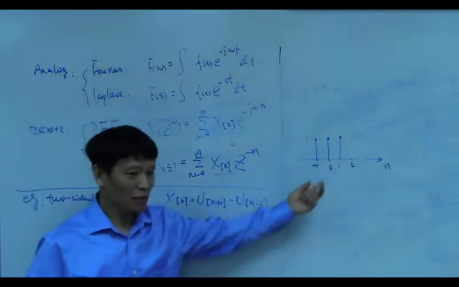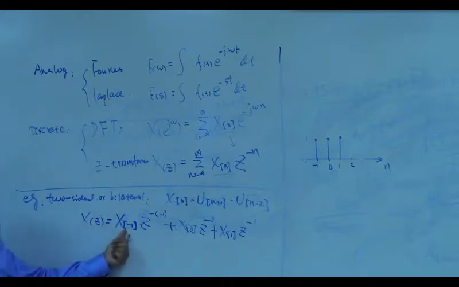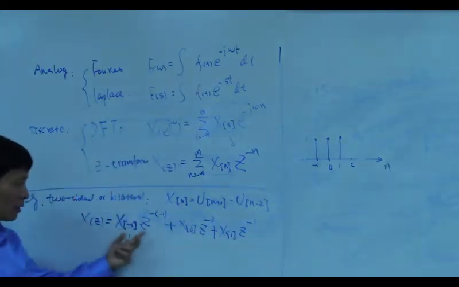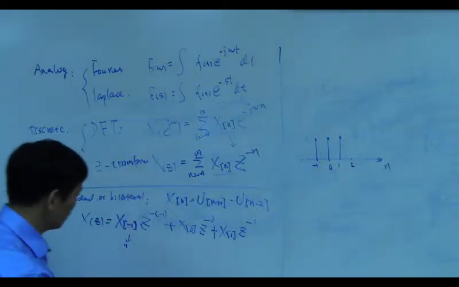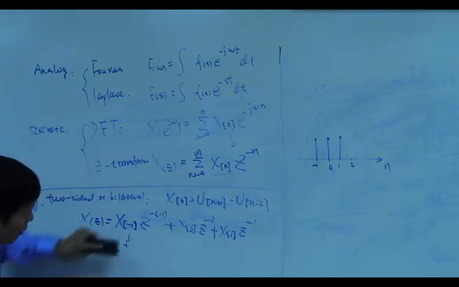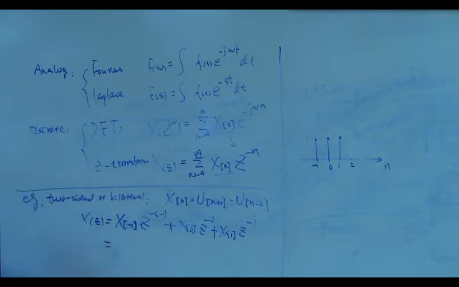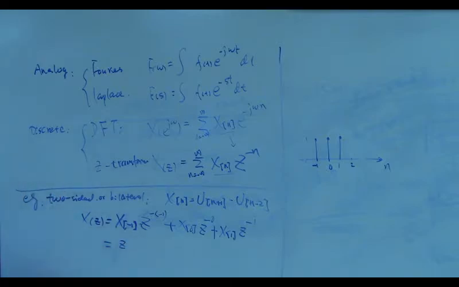From here, these are the only 3 non-zero values. All others, how about x[-2]? 0. x[100]? 0. We have only these 3 non-zero values, all of them equal to 1. So what is this? z, right? So this one equals z. Good?